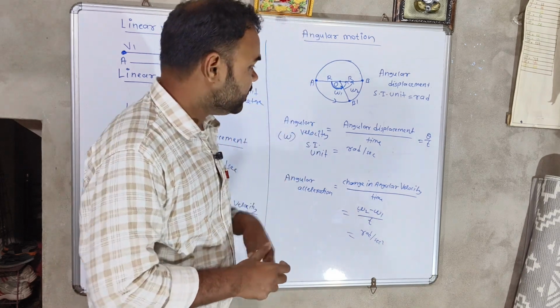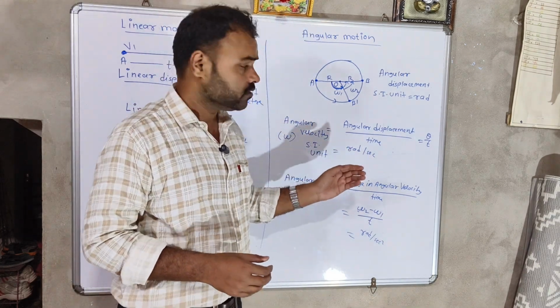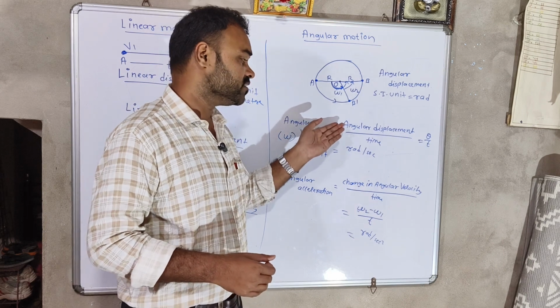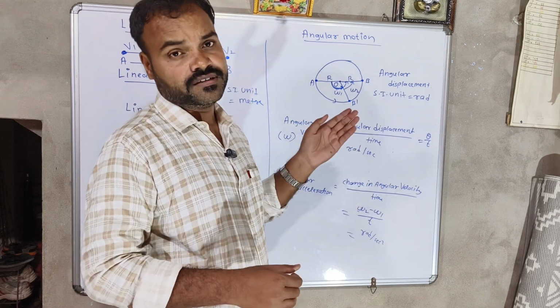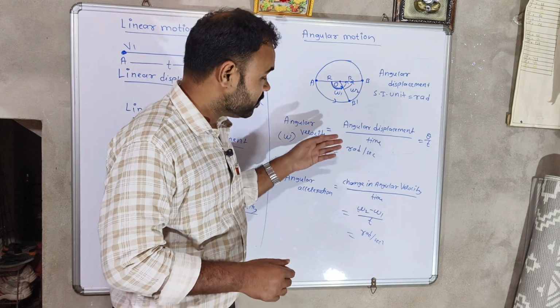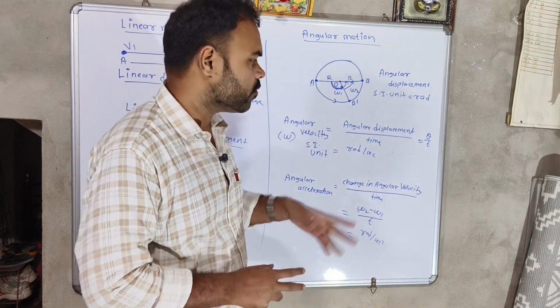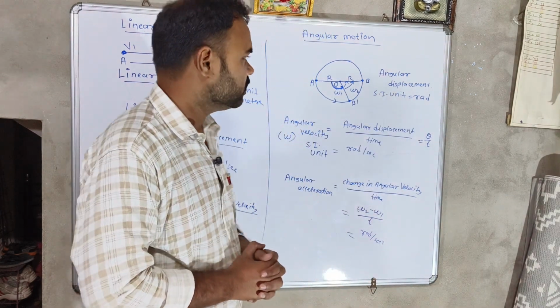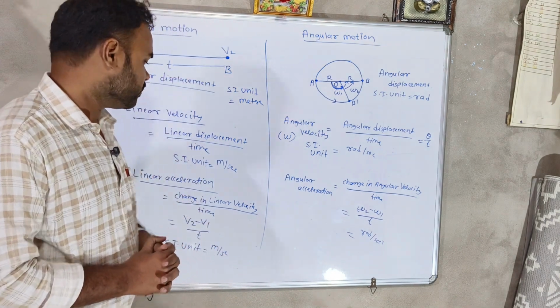Understand? And its SI unit is radian per second. The SI unit of angular displacement is radian, and the SI unit of time is second, so it is radian per second. Understand? The formula is theta by t.